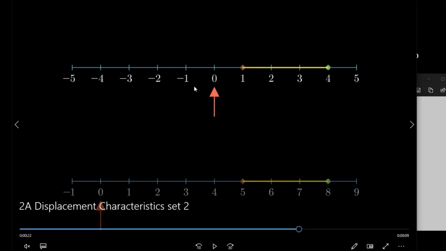But in the first case, it is moving from 1 to 4, the coordinate 1 to 4. In the second case, it's moving from 5 to 8. But the difference between both the cases is 3. So does it make sense for us to worry about the origin? Does it make sense? Yes or no? No, right? So it is independent of where the origin is.